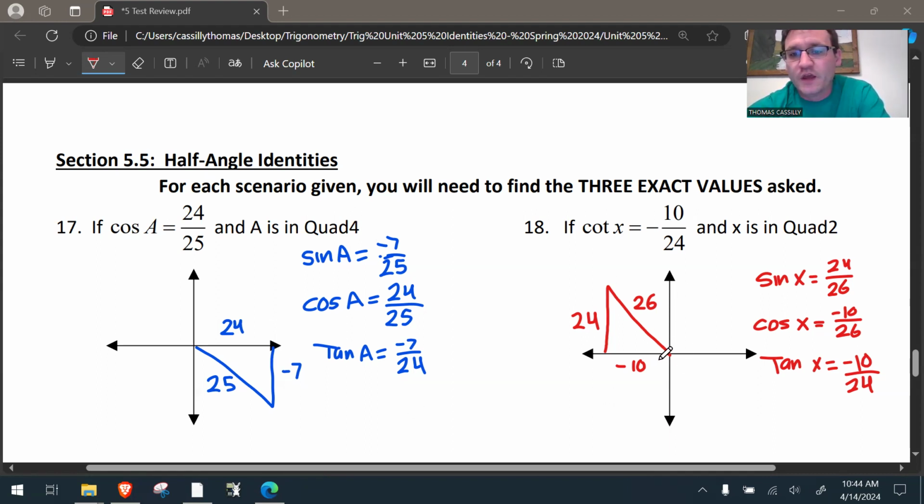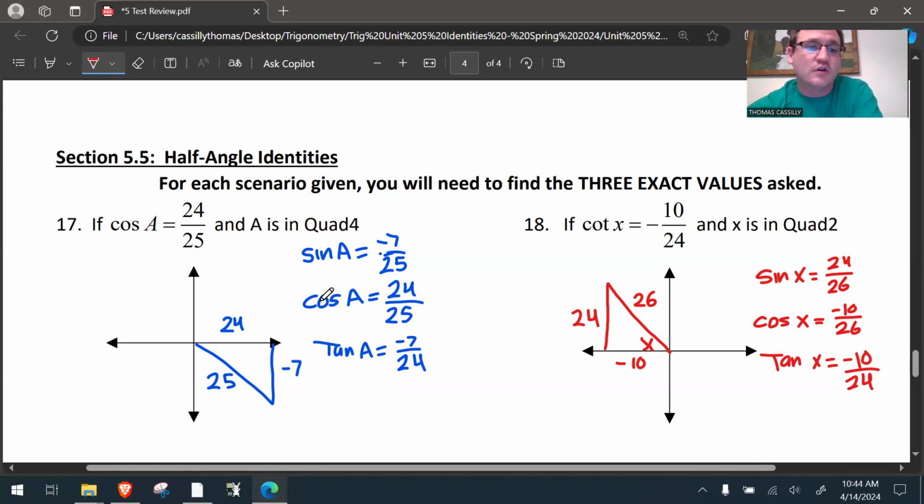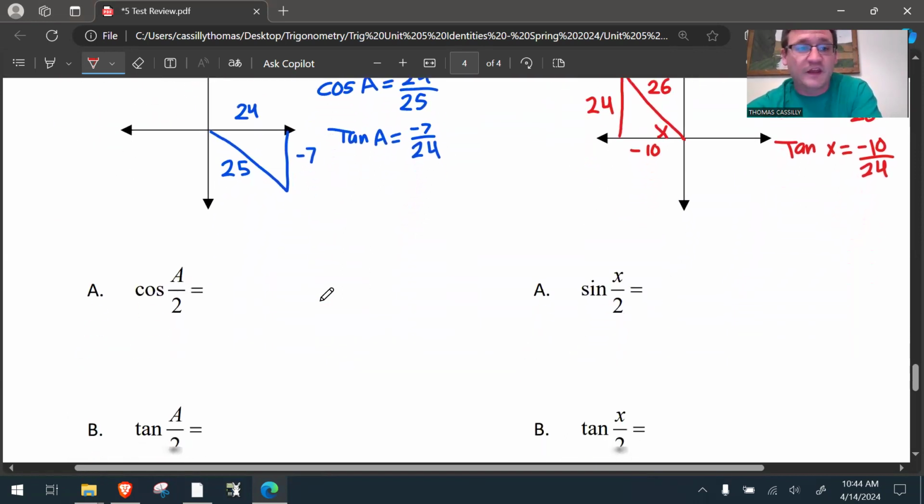Similarly, over here, the adjacent side is going to the left, so that also needs to be a -10 there. All right, so that's always a good first step here, is to just get all of your trig ratios, and then it's just going to be a matter of filling everything out.